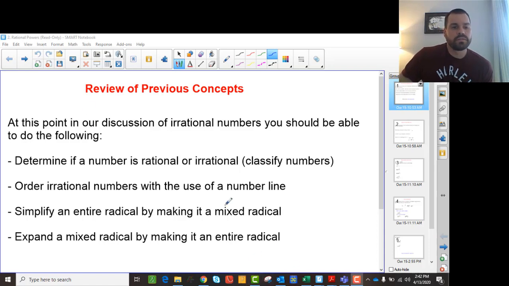All right, we're going to start talking about rational number powers, okay? Just to review the previous video's content, we talked about rational and irrational numbers. How do I classify them? And then we talked about mixed and entire radicals. We're going to take those two things and combine them when we talk about radicals as powers, because radicals as powers become rational numbers, all right?